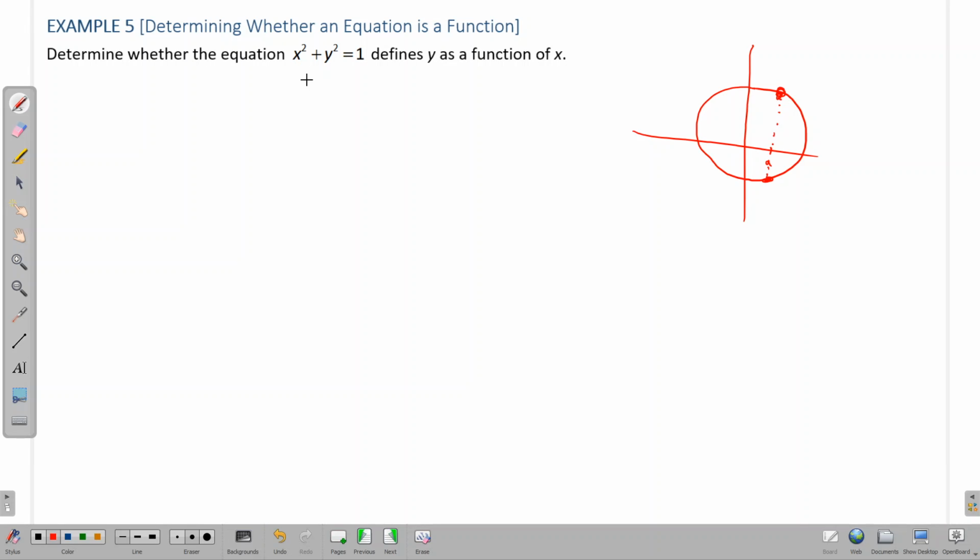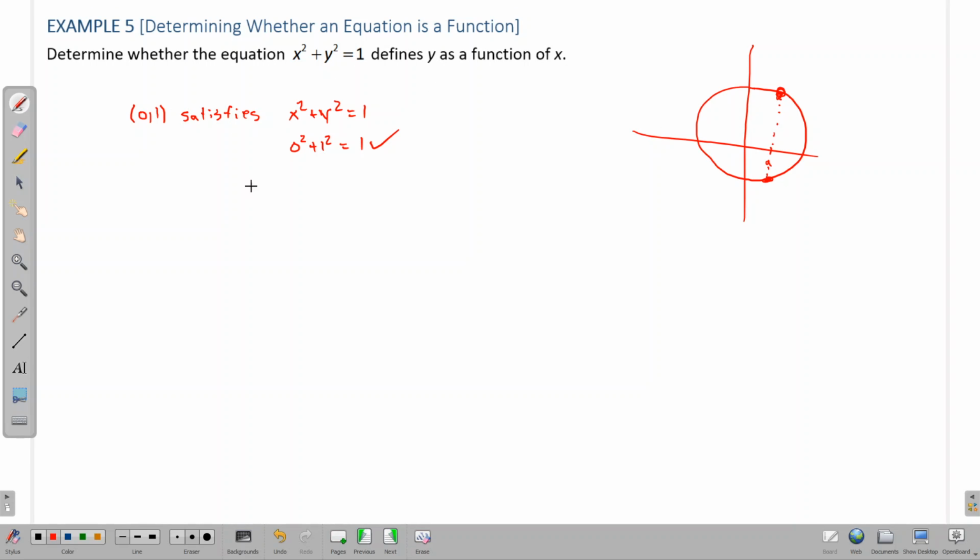But we should still be able to answer this question even if you didn't know what the graph looked like. So to do that, we can prove it does not define y as a function of x just by inspection. So notice the point 0, 1. 0, 1 satisfies this equation. I know that because I can just plug it in. 0 squared plus 1 squared, that's definitely equal to 1. So that means that point is on this curve.